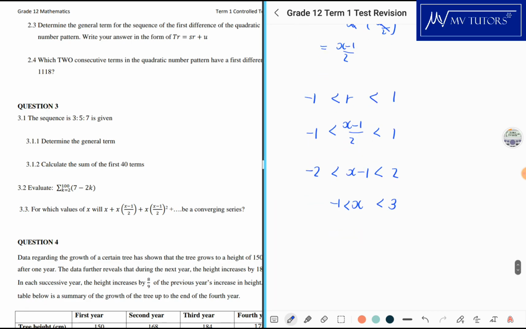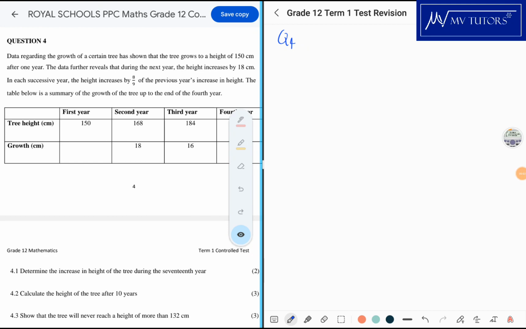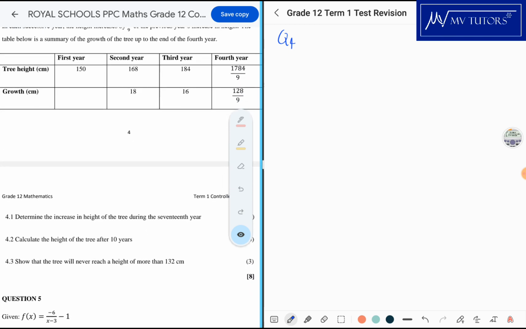Okay, and now we can go over to the next question. Question 4 reads as follows. Data regarding the growth of a certain tree has shown that the tree grows to a height of 150 after 1 year, so 150 centimeters. The data further reveals that during the next year, the height increases by 18 centimeters. In each successive year, the height increases by 8/9 of the previous year's increase in height. The table below is a summary of the growth of the tree up to the end of the 4th year.